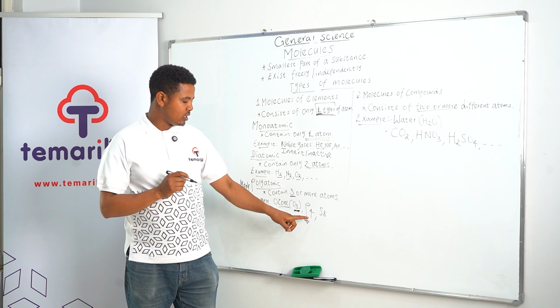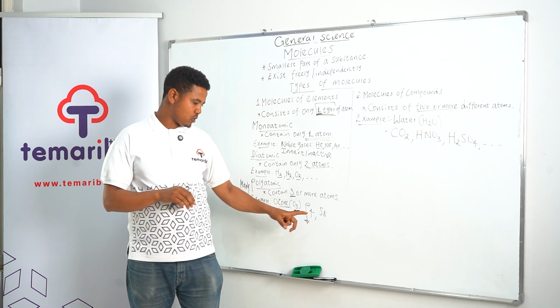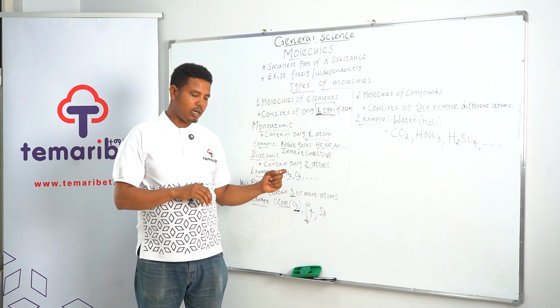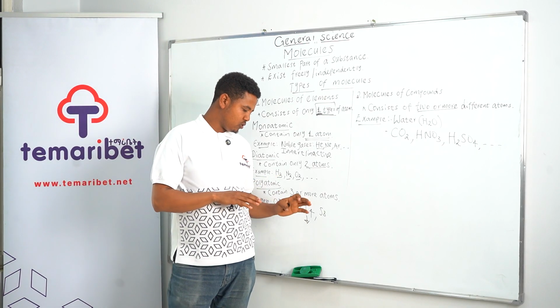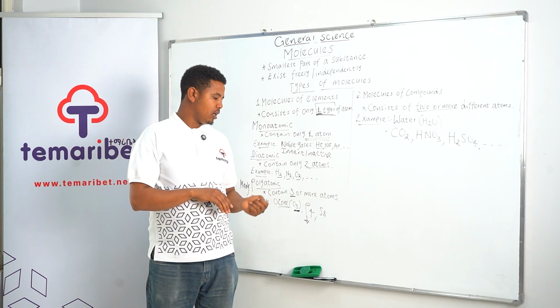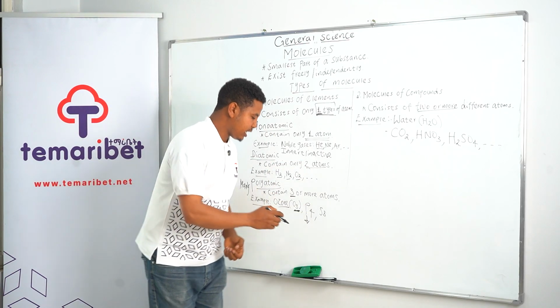And P stands for phosphorus here. So the number 4 shows you the number of atoms. So it contains 4 phosphorus atoms only. There is no other type in addition to phosphorus. So that's why it's a molecule of element. Here, S8.